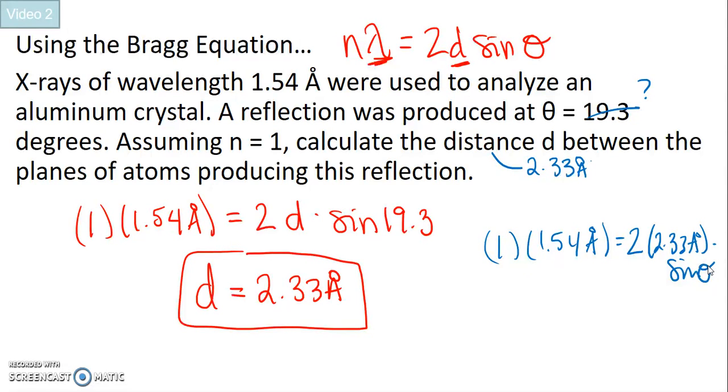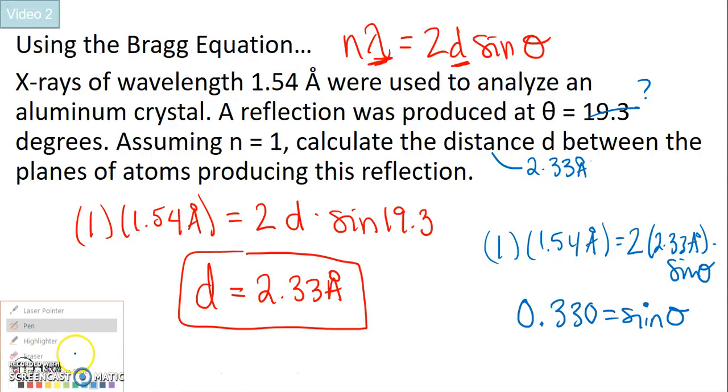Now I am just showing you this to remind you how you solve for theta. So you take 2.33 times 2, and then you would do 1.54 divided by the 4.66, and so you end up getting 0.330 is equal to sine of theta.